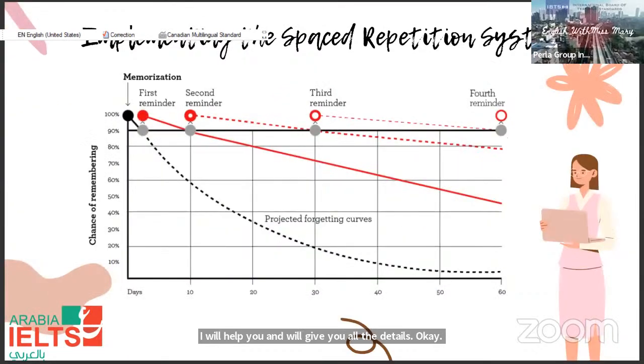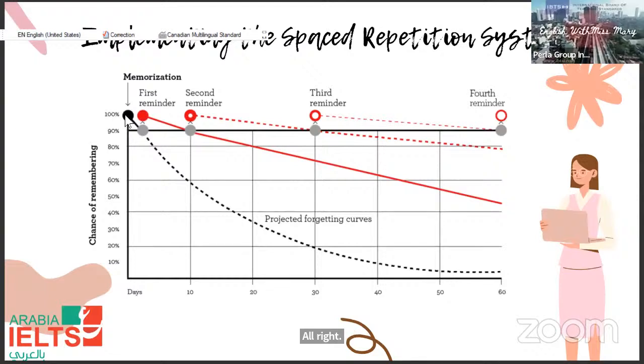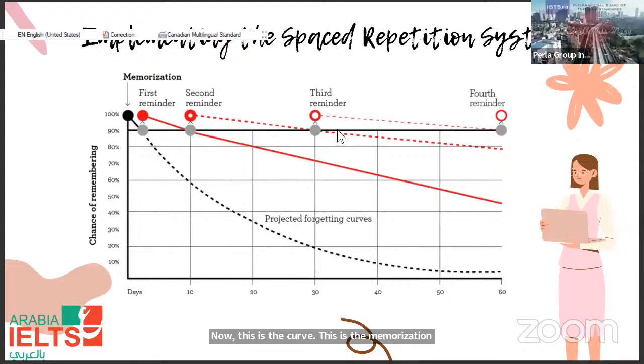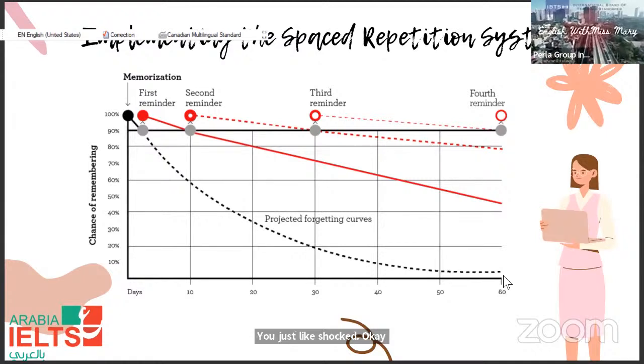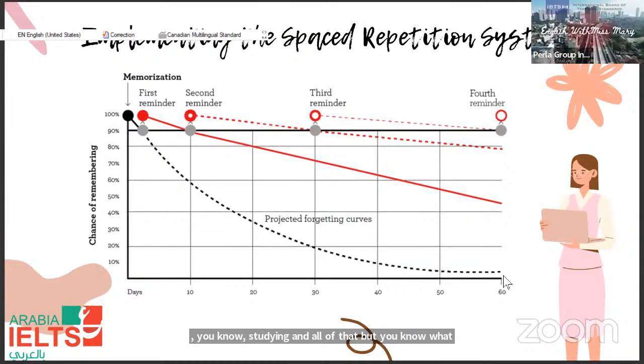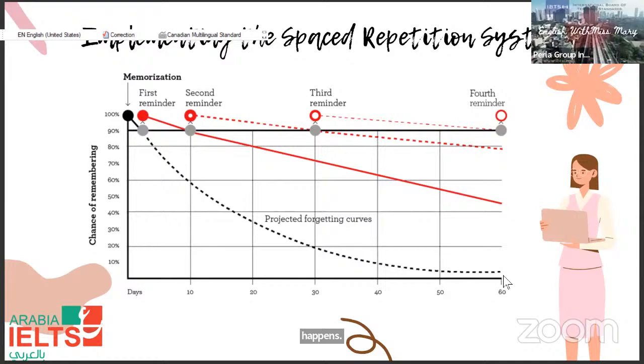Now, this is the curve. This is the memorization. This is 100%. And when you use spaced repetition when you are studying for your IELTS, you will remember 90% of the words, instead of the curve going down and you go to the exam knowing nothing. You're just shocked, okay? You say, oh, I studied and I literally consumed a lot of time studying and all of that, but you know what happens. So it's important that you keep recalling the information.